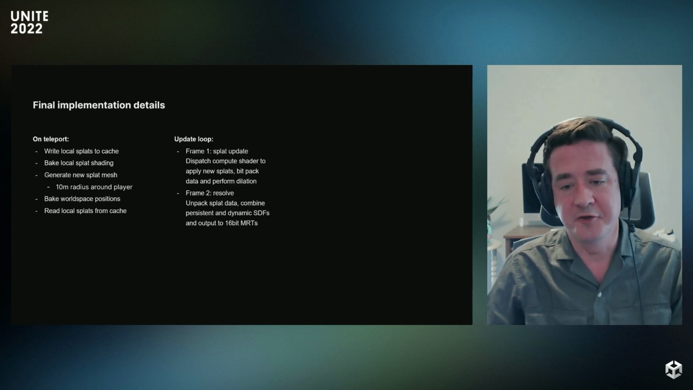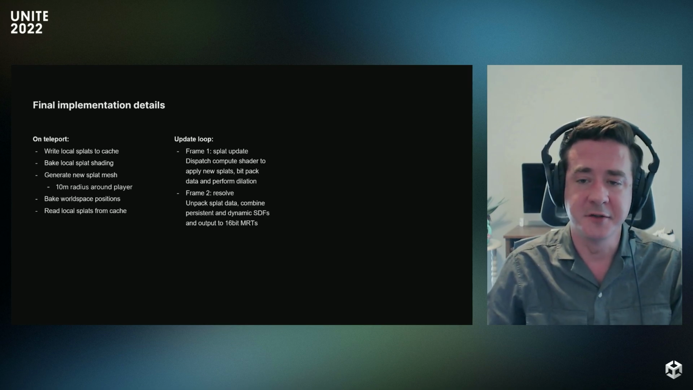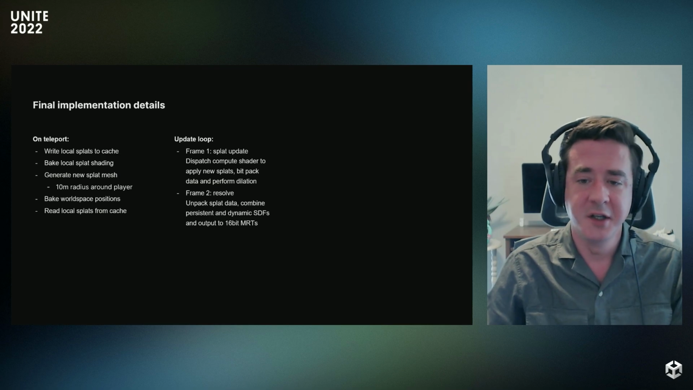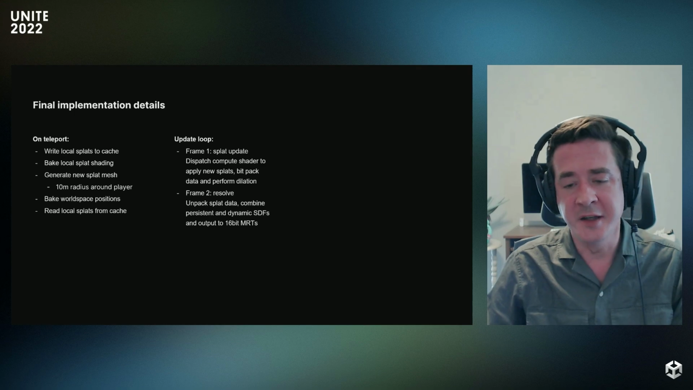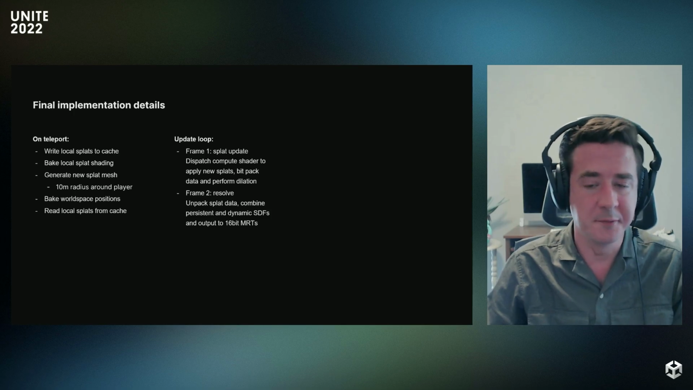And in our update loop on frame 1, we dispatch the compute shader that does the actual update of the splat textures. So this simply reads all of the new splats that have been submitted, does min, and then finally packs the data and performs dilation. And then on frame 2, we do the splat texture resolve. So we have another shader that basically unpacks the data from the packed texture, combines the persistent and dynamic SDFs, and then outputs to those 2 16-bit textures via MRT.